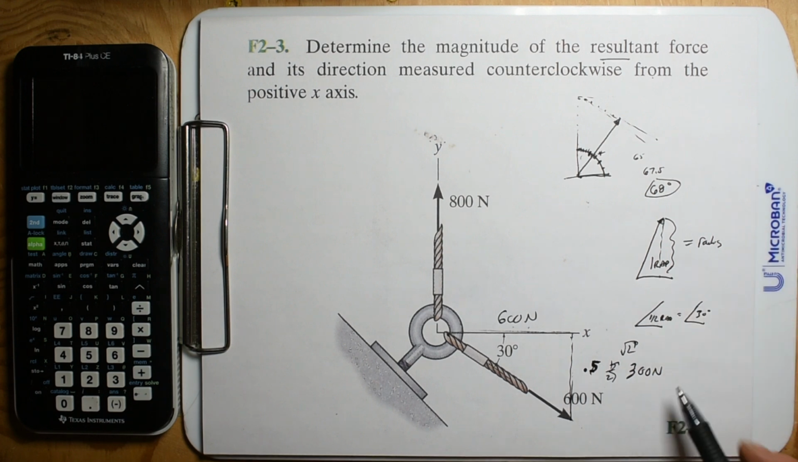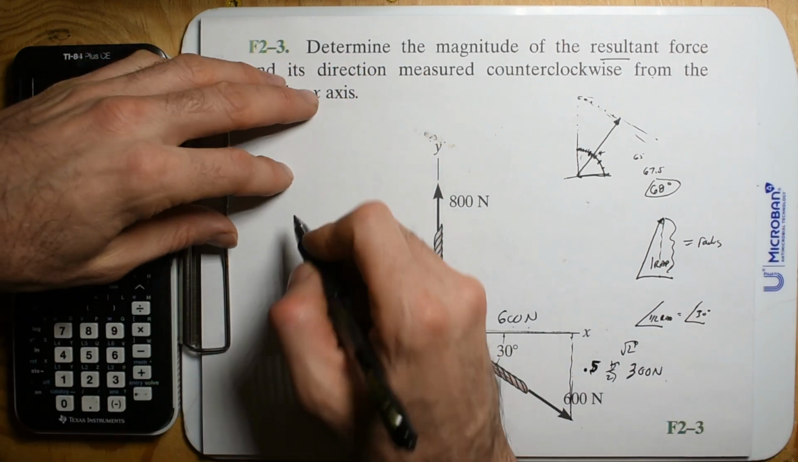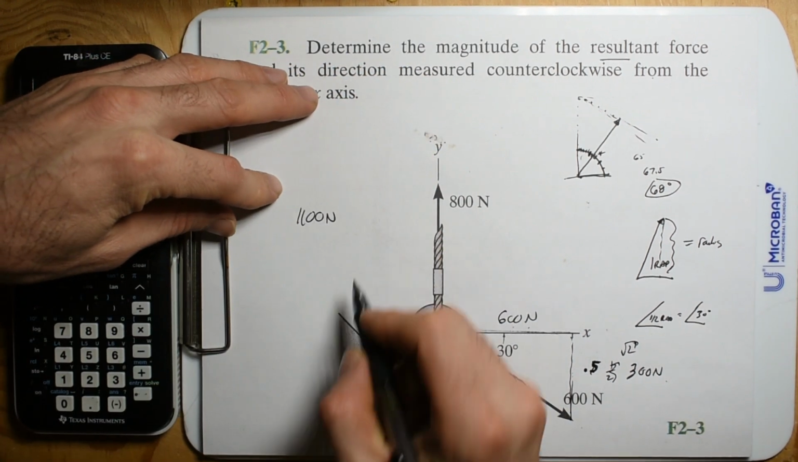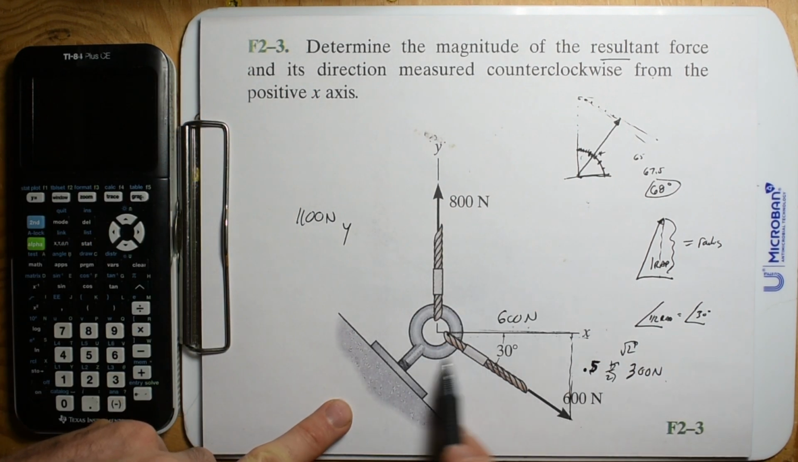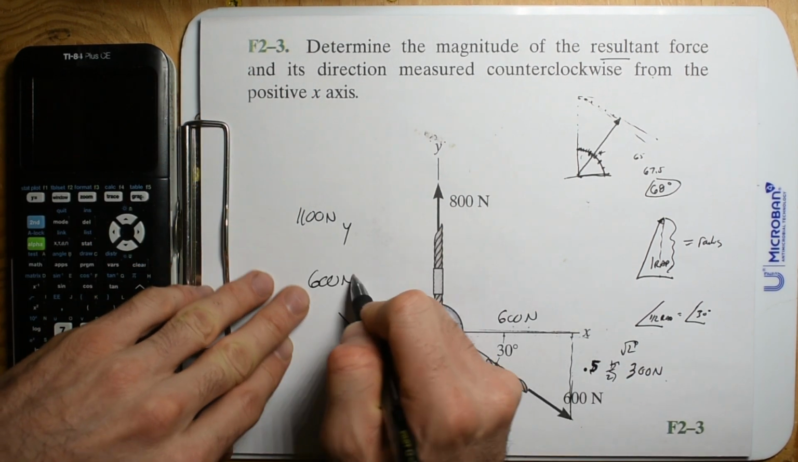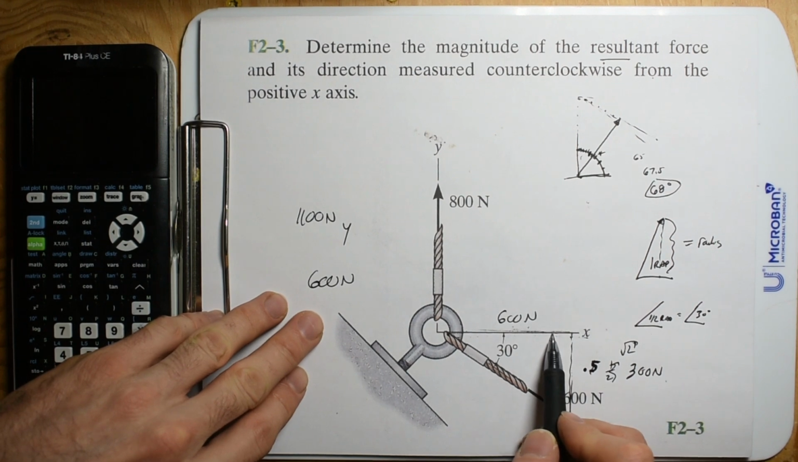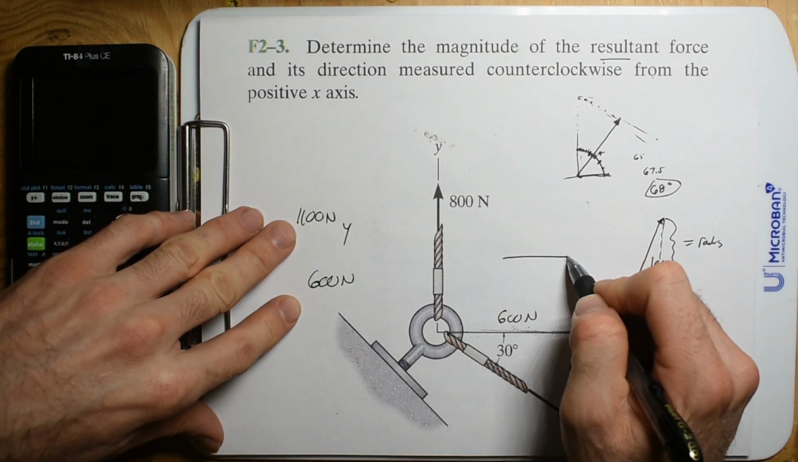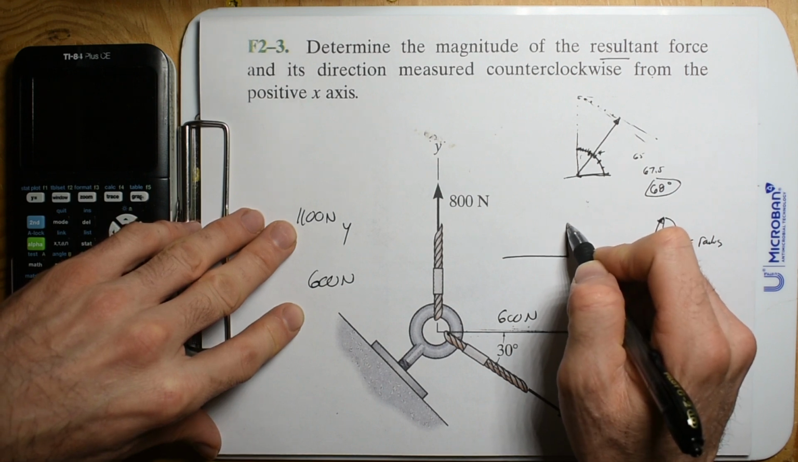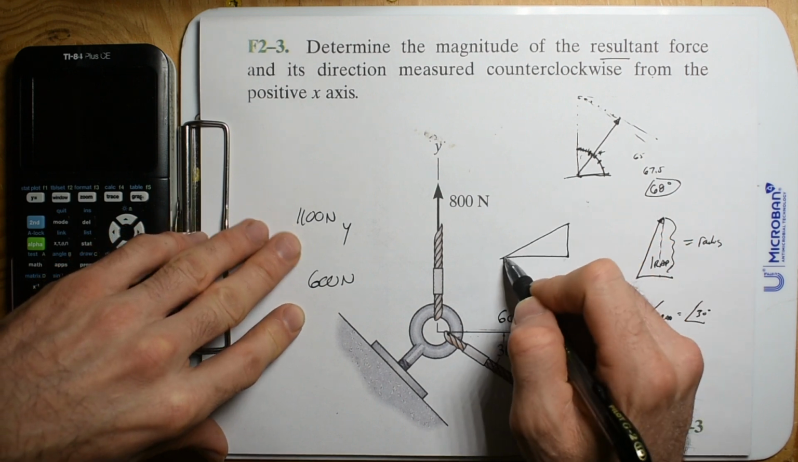All right, so now we can do our components. 8, 3, that's going to be 1100 newtons in the y direction, and then what do we have? We got 600 newtons in the x direction. So this is a triangle that's going to be 1,100 and 600 up. So it might look like that. We're just trying to find the hypotenuse.